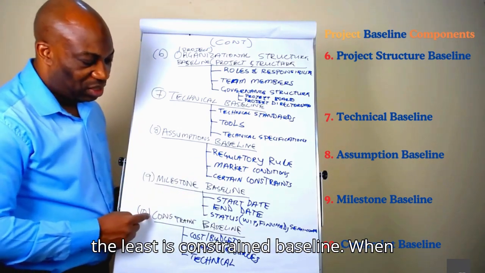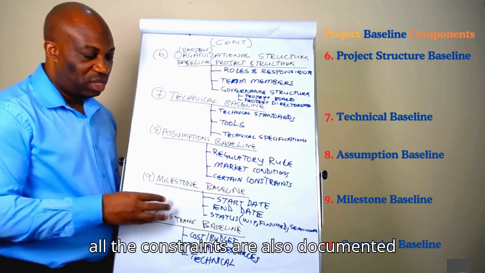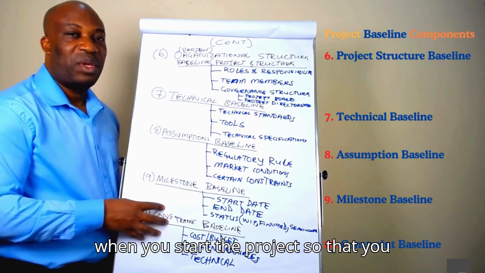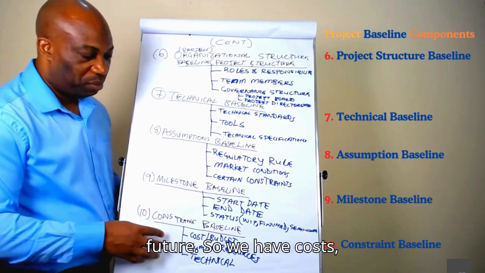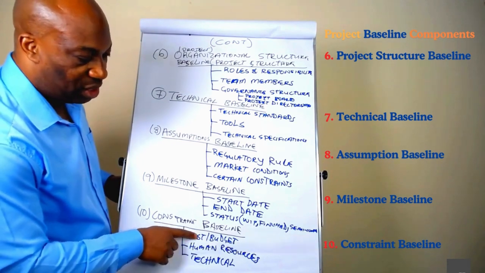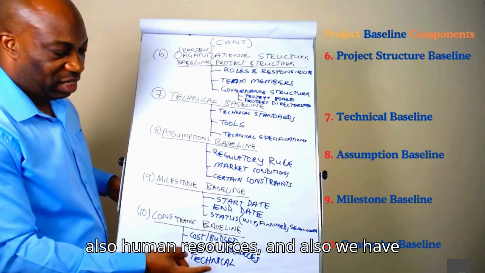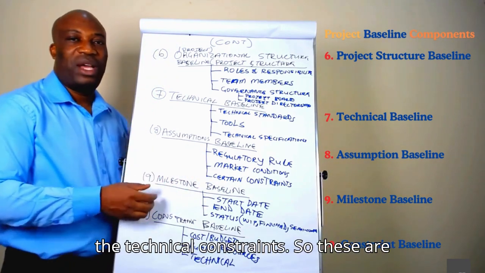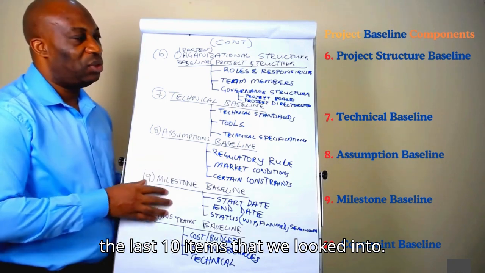Then the last one but not the least is constraint baseline. When you're baselining any project, make sure all the constraints are also documented when you start the project so that you are able to make a comparison in future. So we have costs, budget, also human resources, and also we have the technical constraints. So these are the last 10 items that we looked into.